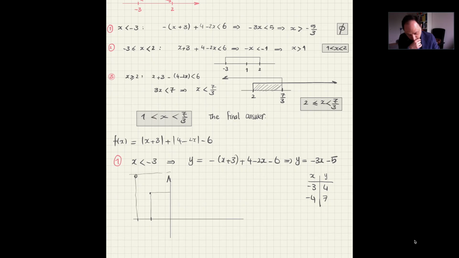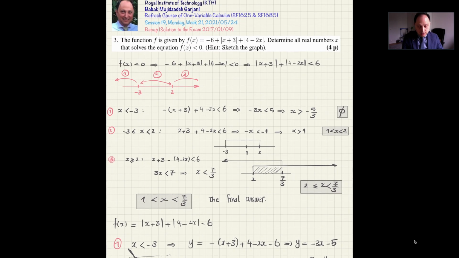You connect these 2 points, but of course minus 3 is excluded, so this continues forever in this direction, but you need to put the hollow circle. Of course the next line coming in will make this filled. So you draw this graph and see where it goes below the x-axis, and then you can solve the problem using that, because you are interested in having f(x) less than 0.